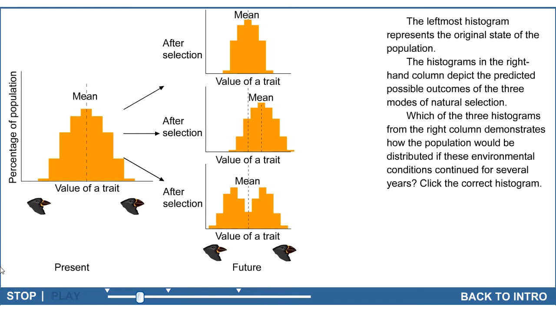The leftmost histogram represents the original state of the population. The histograms in the right-hand column depict the predicted possible outcomes of the three modes of natural selection. Which of the three histograms from the right column demonstrates how the population would be distributed if these environmental conditions continued for several years? Click the correct histogram.